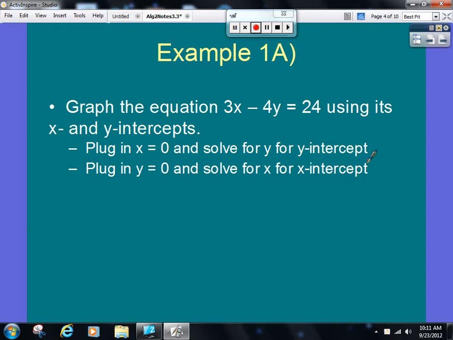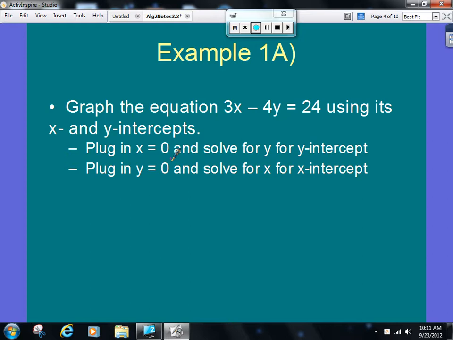Okay, we're going to graph this using its x and y intercepts. This is also a way I don't graph very often. Some of you will graph this way every time if it's in standard form, and that's okay. For your y-intercept, you let x equal 0. For your x-intercept, you let y equal 0. So this is very easy to solve.